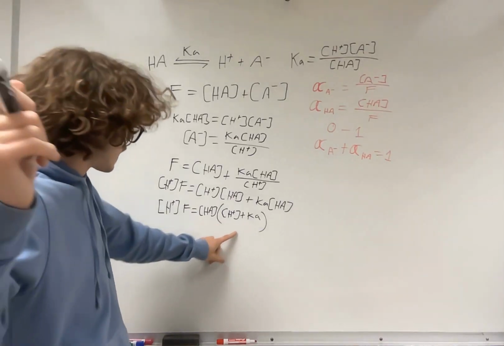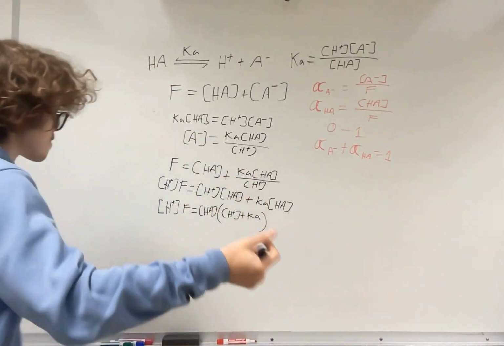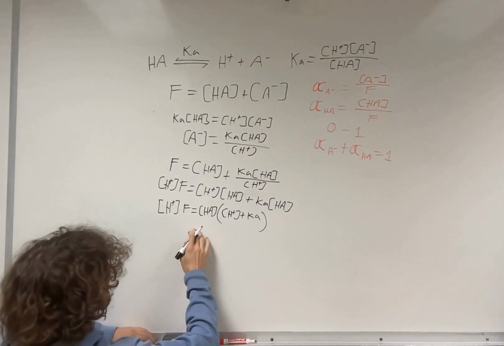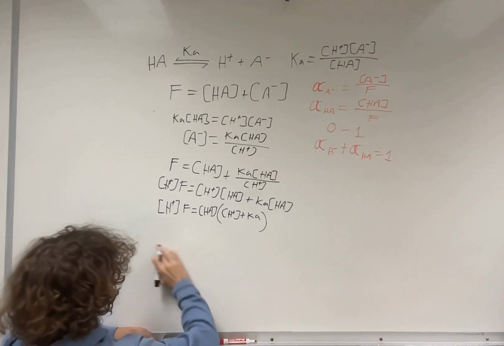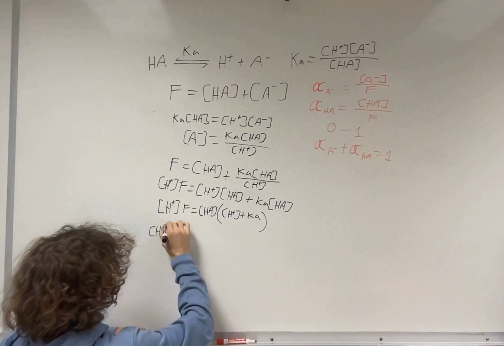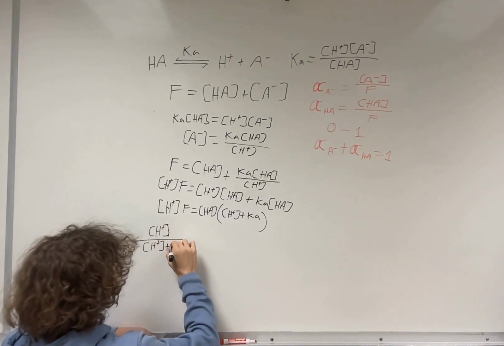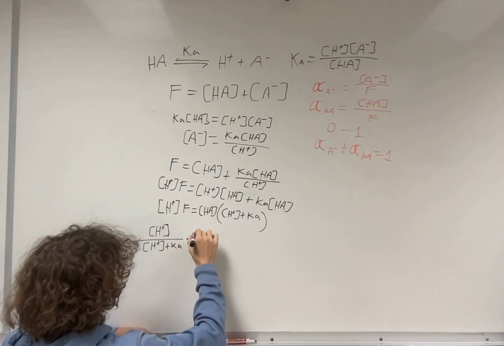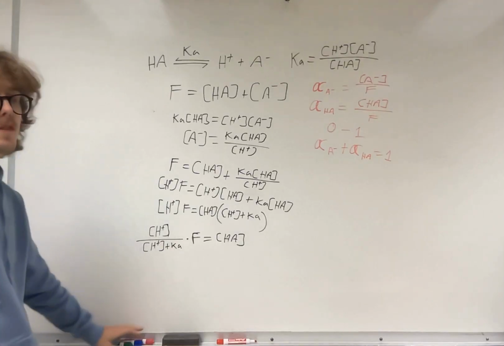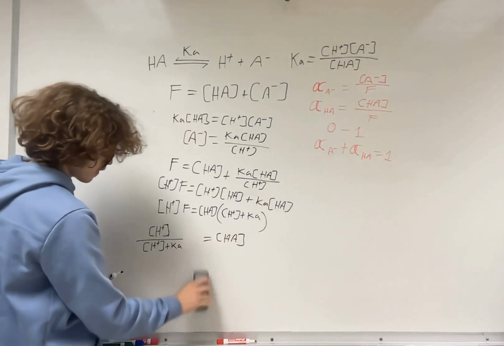If we divide by this and divide by F, we're going to get the fraction of HA. So let's go ahead and do this here. Let's only do this step, the dividing over of just one. So let's say H plus over H plus Ka times F equals HA. Okay, hopefully you can follow that. And now just divide by F on this side.